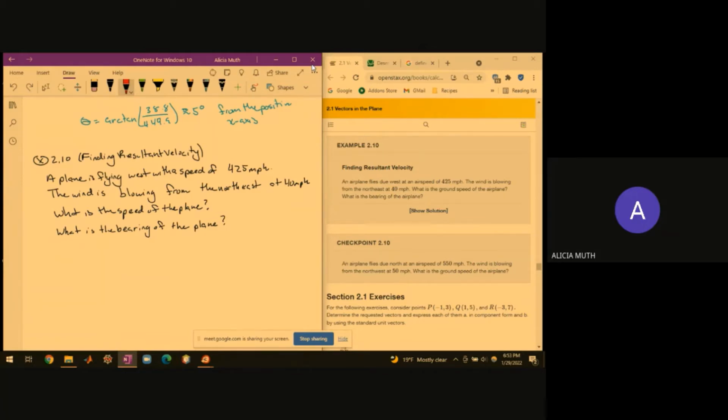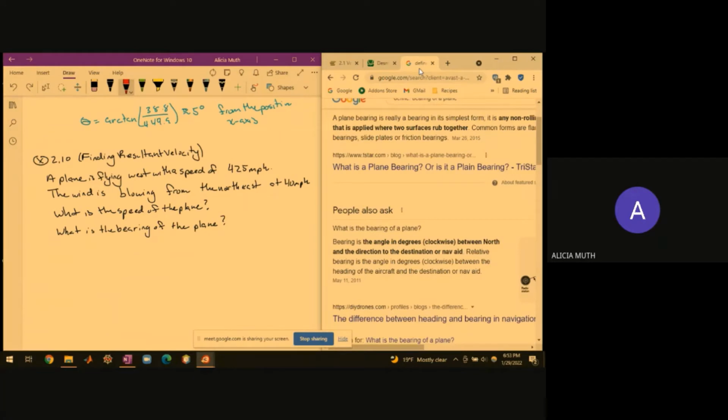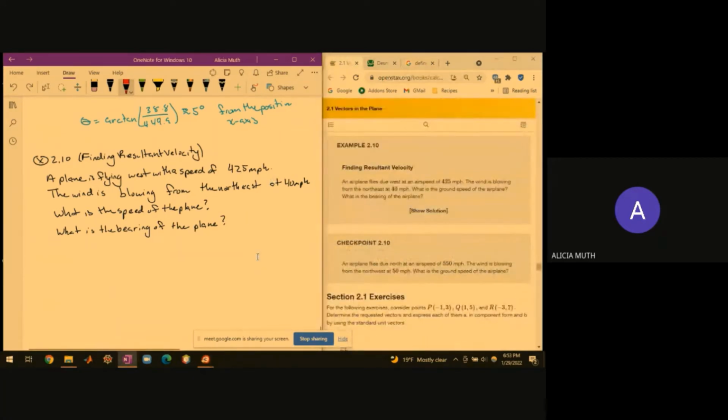Clearly, the speed of the plane is referring to the magnitude of our resultant vector. So the bearing of the plane, I would assume, means the direction. But I did decide that I wanted to look it up just to make sure that I did know that that was exactly what they were asking for. I'm not familiar with airplane terminology too much. So let's tackle this.